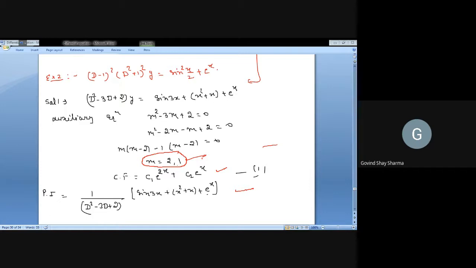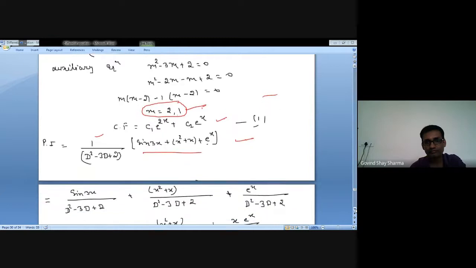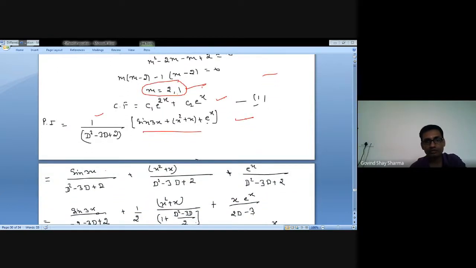Now we have done the CF. Now for the PI. PI means particular integral. We need to write it in 1 upon f(D) form. Here we write 1 upon f(D) form. Separate all the terms. Okay. Sine 3x upon f(D), x square plus x upon f(D), and e to power x upon f(D).